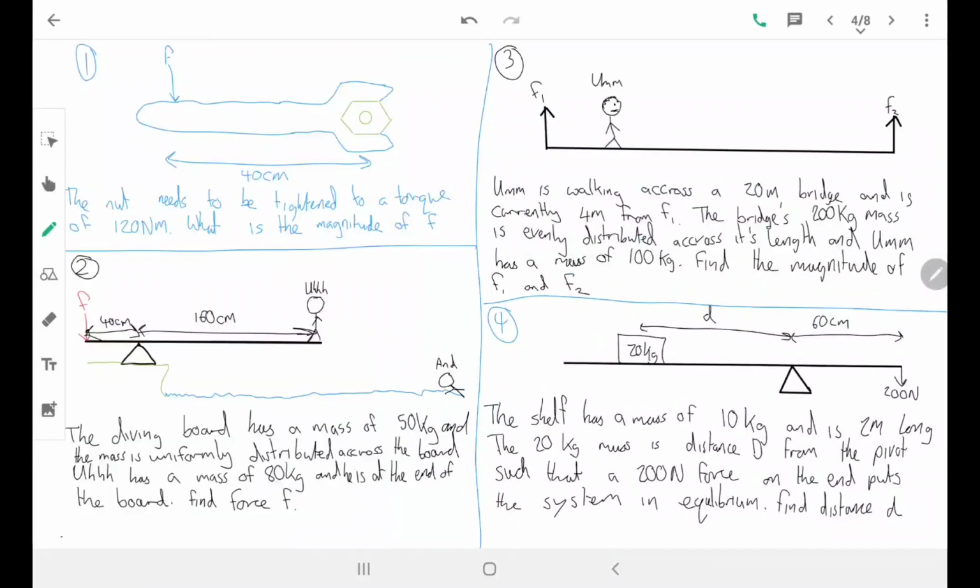So I'm going to zoom out and have a little go at those, and in a moment we'll have a worked solution for each of them.